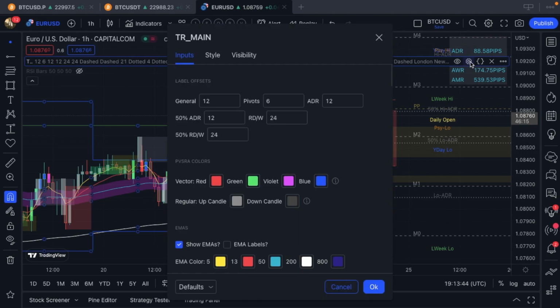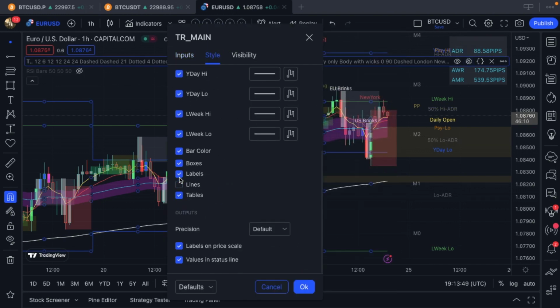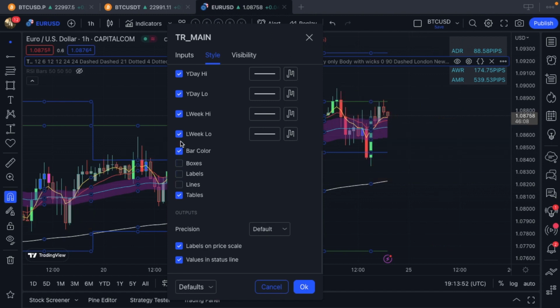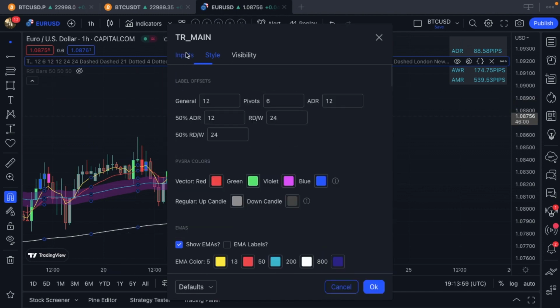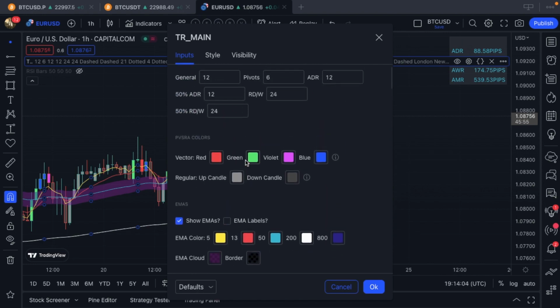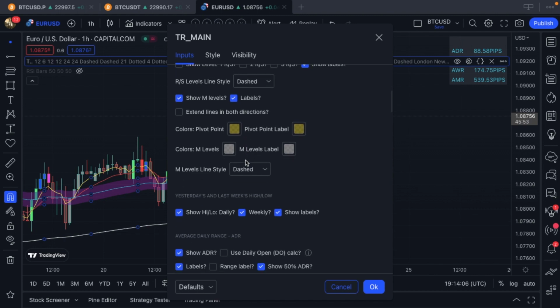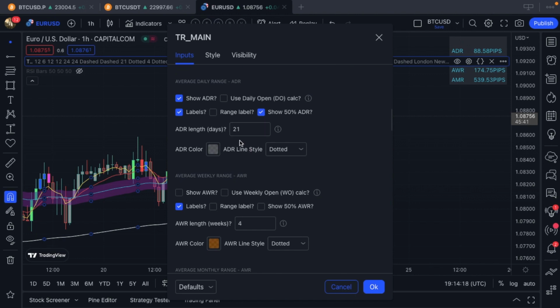So come into the settings. I'm just going to really quiet this down. And you can make yours as quiet as you want or as loud as you want. So in the inputs, what I do differently for my ADR length is 21 days. Stock comes 14, and for crypto I use 14, but for the ADR for Forex I generally use the 21.